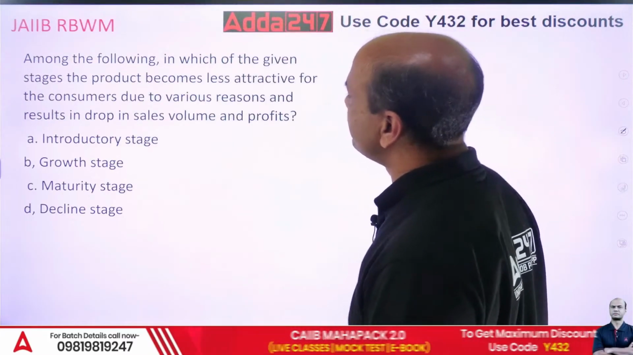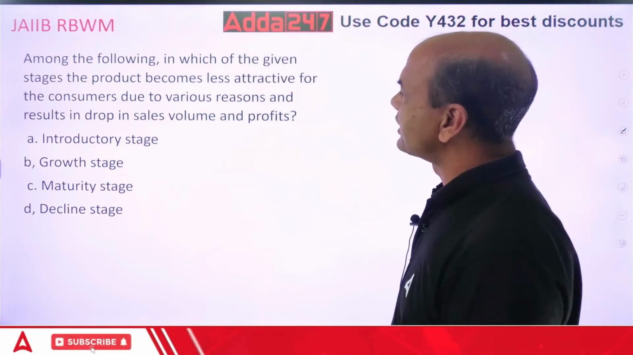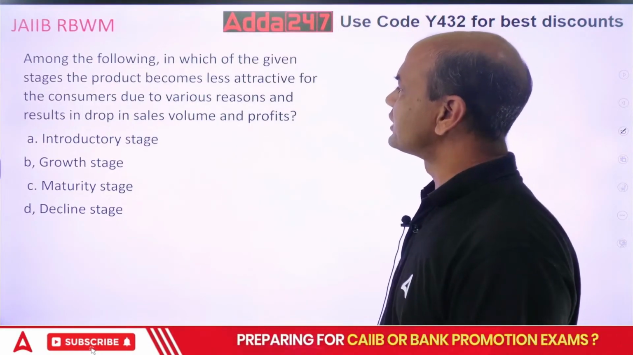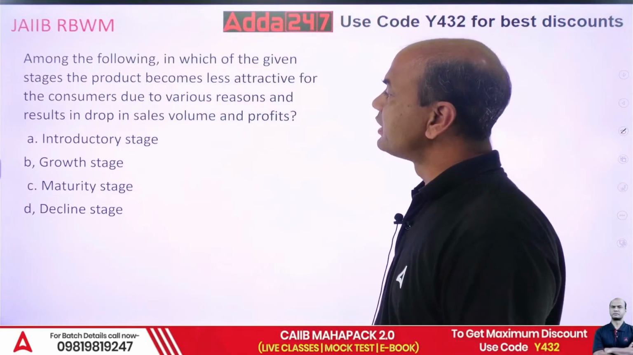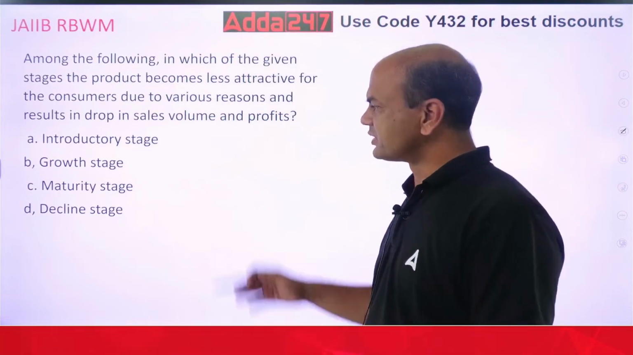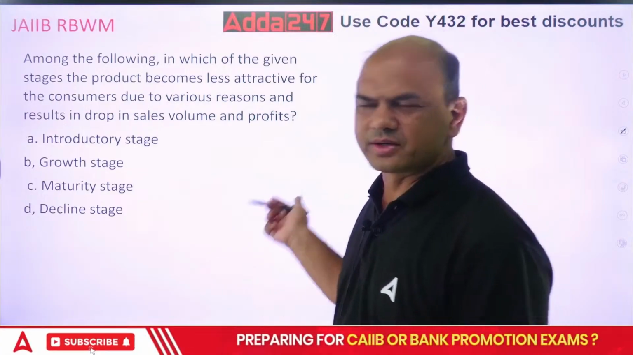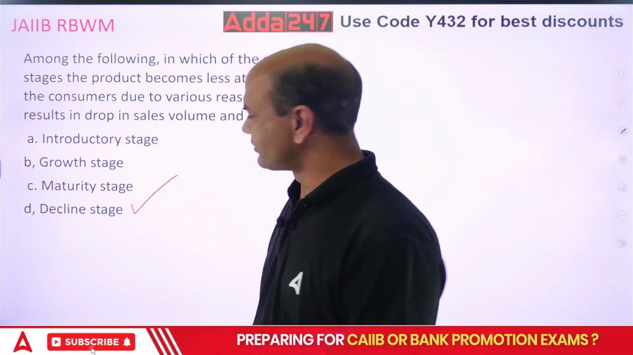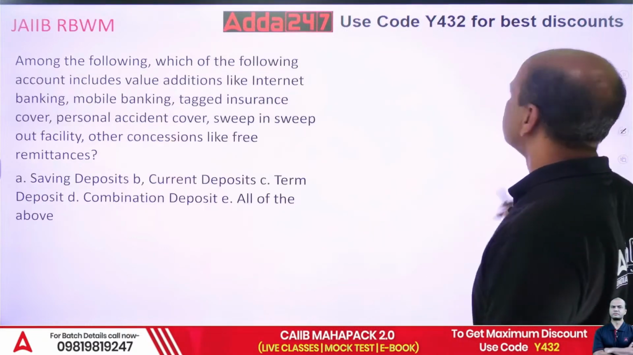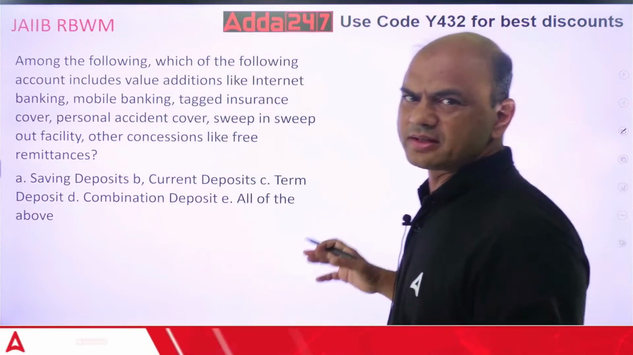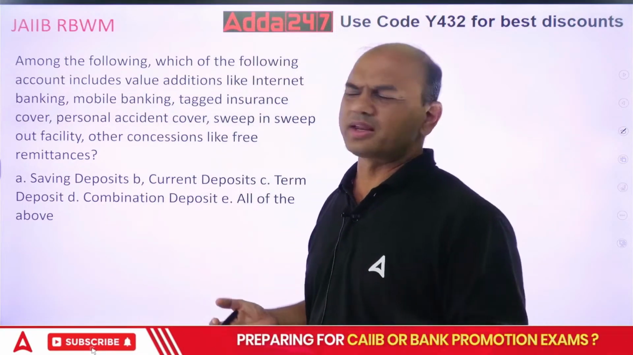Among the following, in which of the given stages does the product become less attractive for the consumers due to various reasons, resulting in a drop in sales volume and profit? Now this is obviously known to you. Just now I showed you. Declining. Once the concepts are clear, then all the remaining questions become very easy.